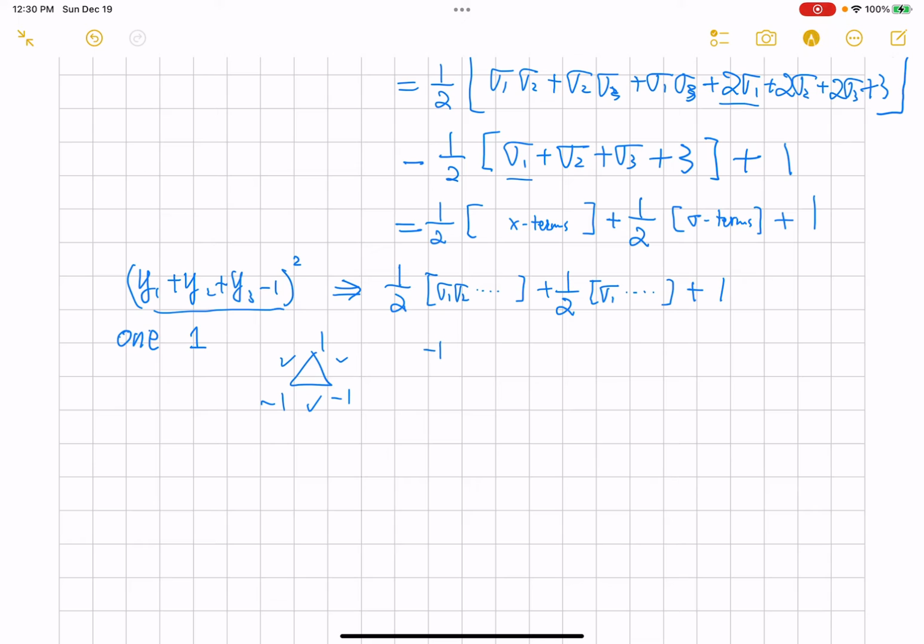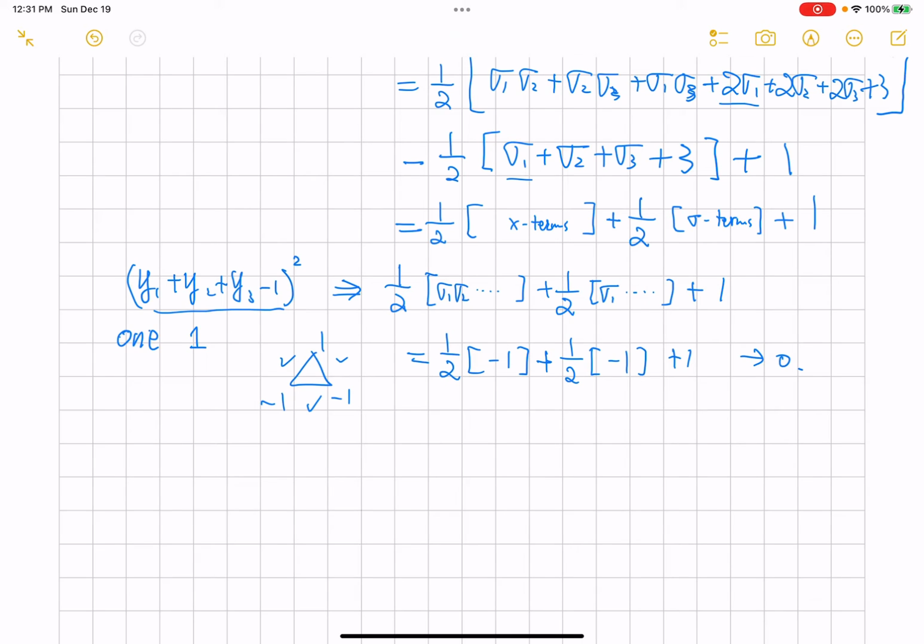Because you're talking about a minus 1 times minus 1 plus a minus 1 times a 1 plus a minus 1 times a 1, right? Anyway, this would be 1/2 of negative 1 in here. And here, because I have 1, 1, 2 minus 1, so the sum of the single term, sigma term, is also minus 1. So I have minus 1 plus 1. This gives me 0, right?